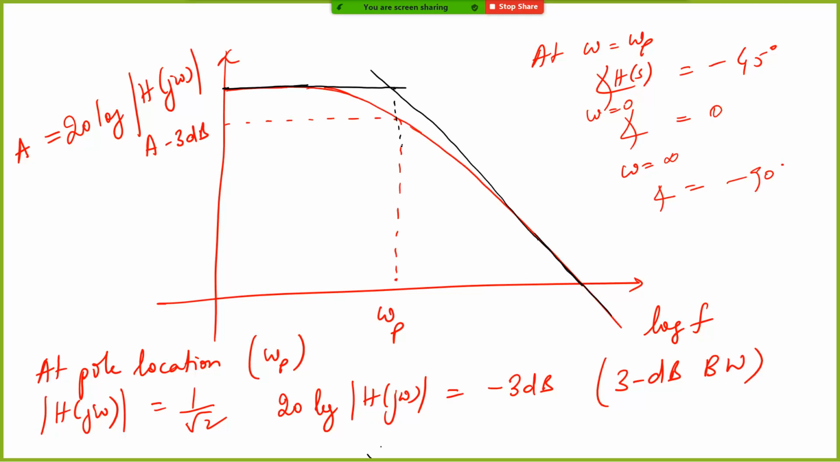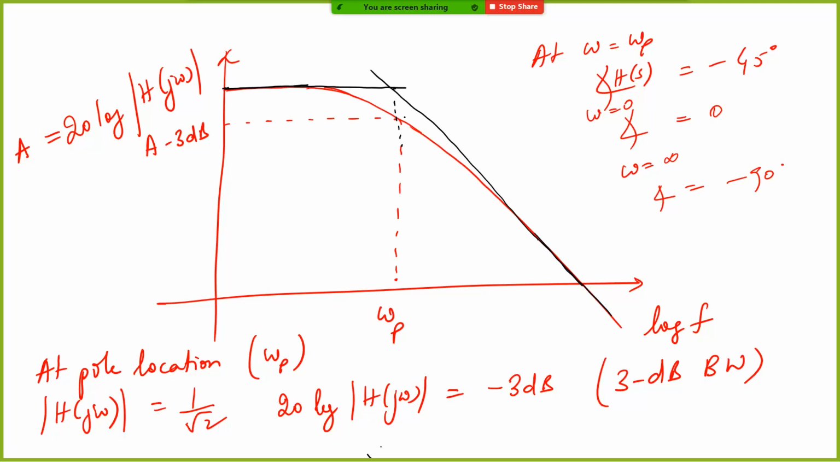So the actual response will look like the red curve, but the Bode approximation is for quicker analysis. If you have a system where the transfer function is known, if it's a single pole system, what you can do is you can just directly go and draw the Bode diagram.